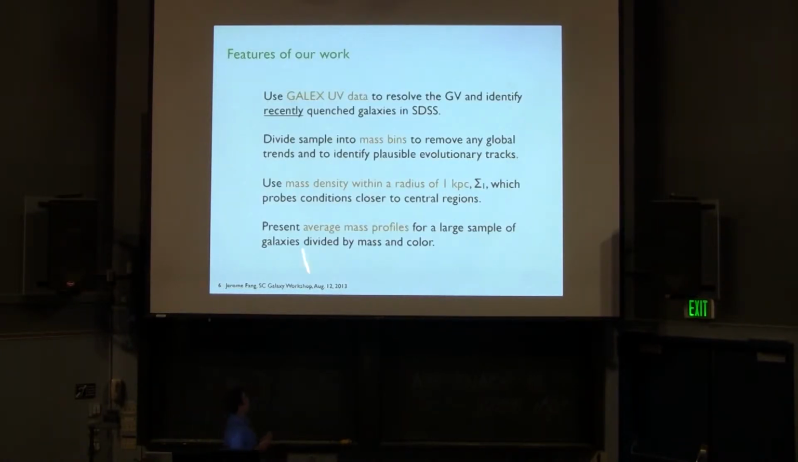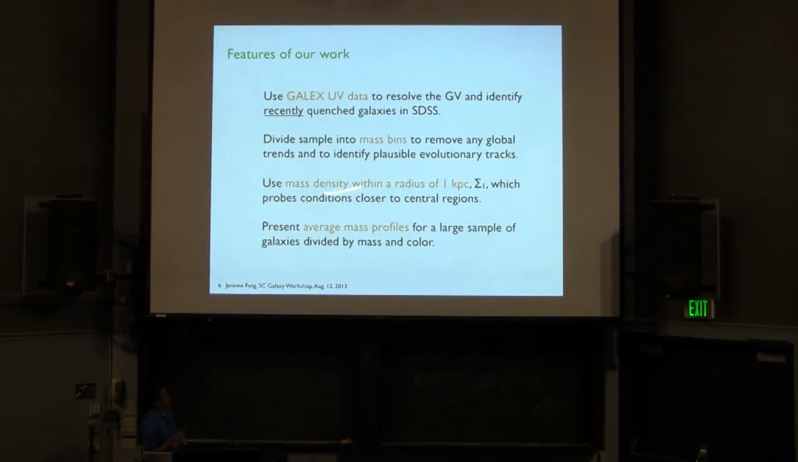And so in our work, I'm just going to highlight a few features. Again, this is using local data, so these are taken from Sloan. And with Sloan, we're also able to couple that with UV data from GALEX, which allows us to really resolve the green valley, so all those galaxies that are transitioning from blue to red. It allows us to identify these recently quenched galaxies fairly cleanly. Because we have sufficient numbers, we're able to divide our sample into stellar mass bins, which allows us to, first of all, take away any mass-dependent trends. And it also allows us to identify plausible evolutionary tracks, as we'll see.